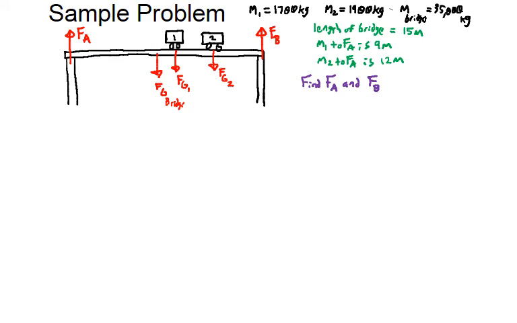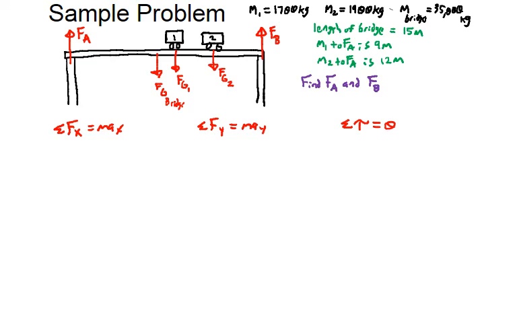So I'm going to have you try this one. Set up the sum of the forces in the X, Y, and the sum of the torques, and set it all up in variable form like we did before, and see if you can solve for FA and FB. And when you're ready, you can check. So go ahead and hit pause, and then when you're ready, you can hit play to continue.